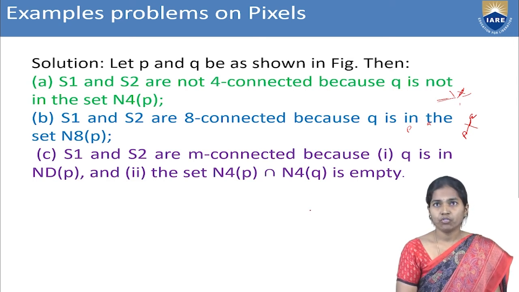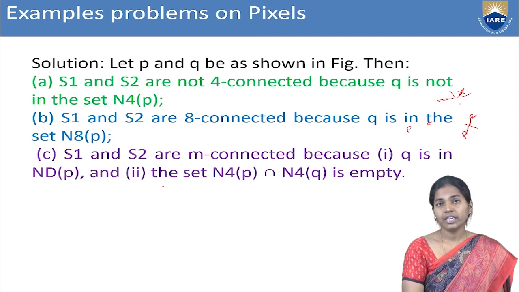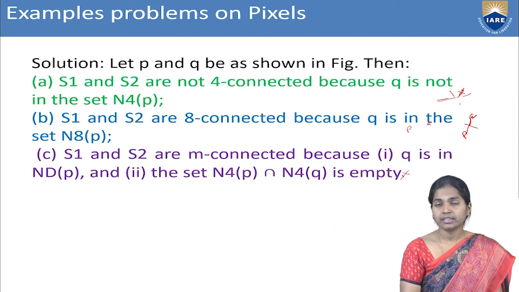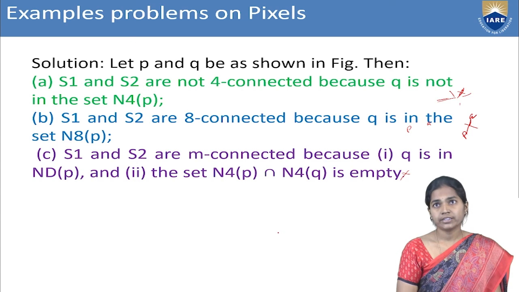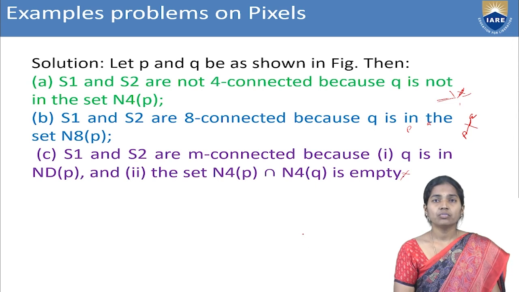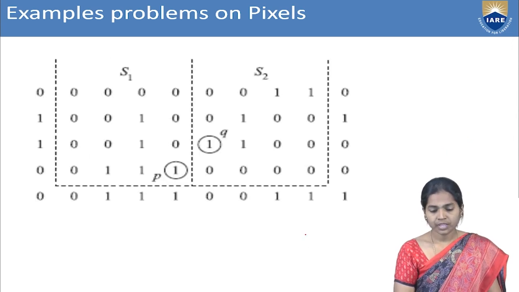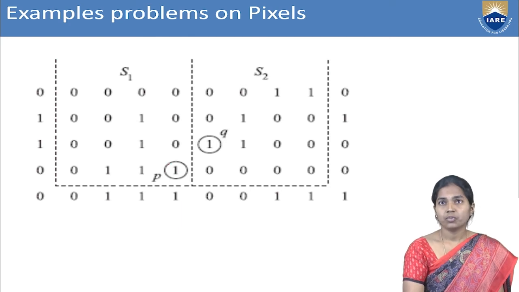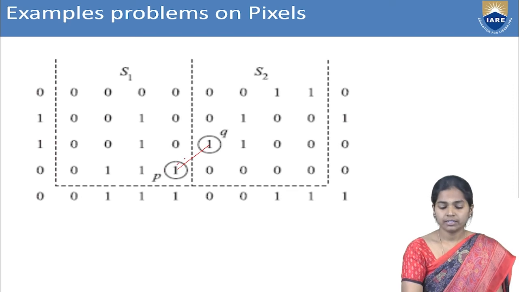And S1 and S2 are M connected. Q is in ND of P and the set N4 of P intersect N4 of Q is empty. When the M adjacency path exists, N4 of P intersect N4 of Q is empty. And S1 and S2 are 8 connected because Q is in the set N8 of P. So this is for M adjacency and 8 adjacency.